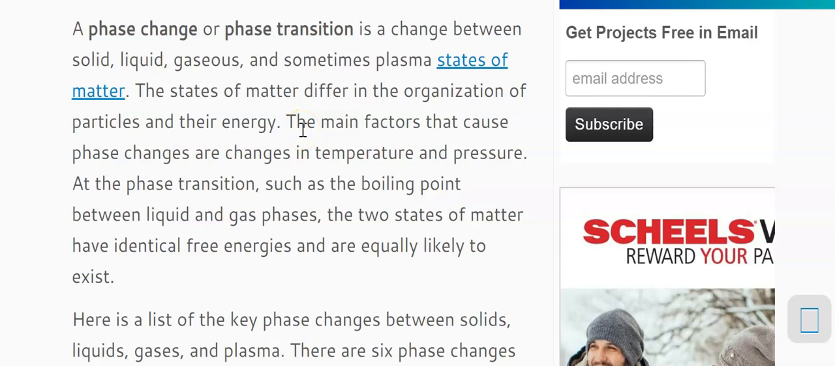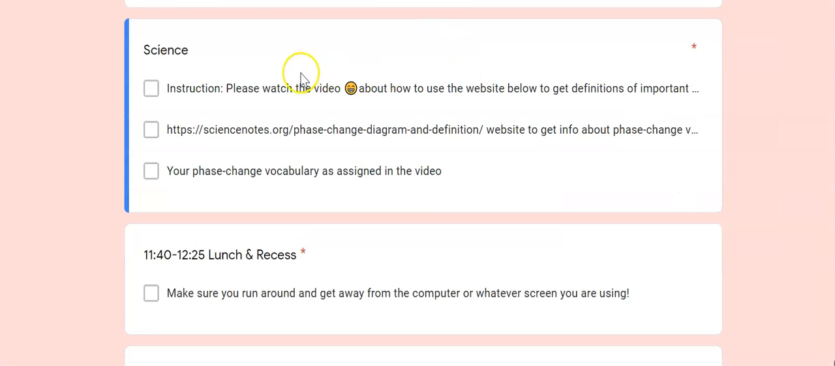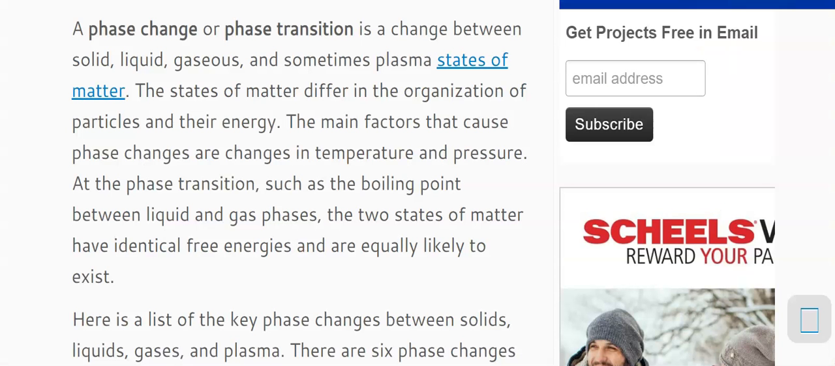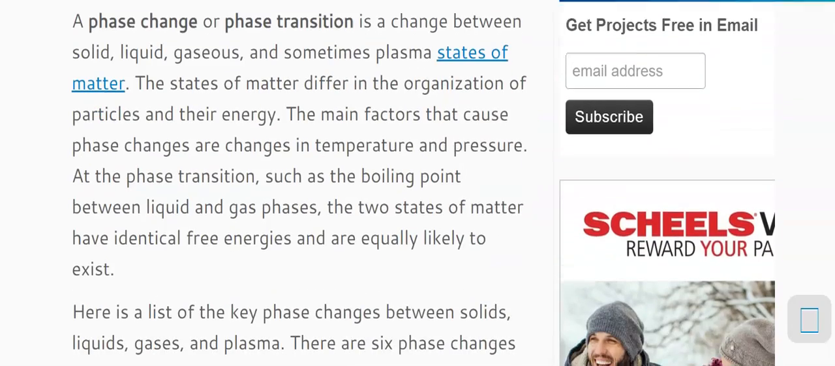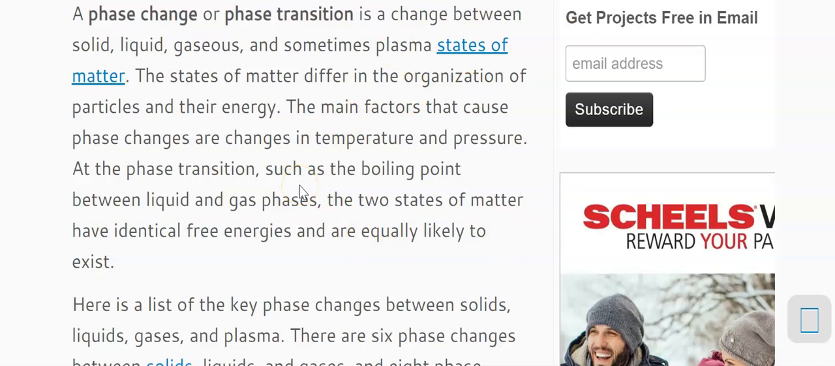I have linked up this website for you so that you are able to click in the Google Classroom for today and get to the website right here. But I wanted to talk you through it a little bit first. You'll have to scroll down a bit on the website to find this text. These 2 paragraphs tell you in words an explanation of what a phase change is.